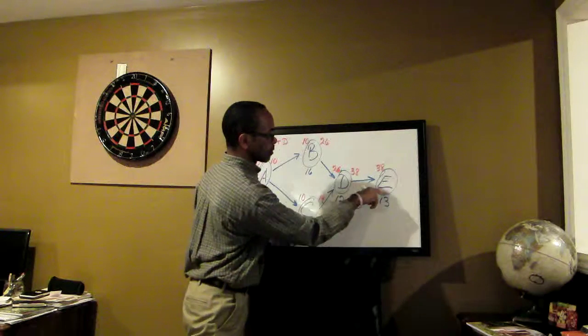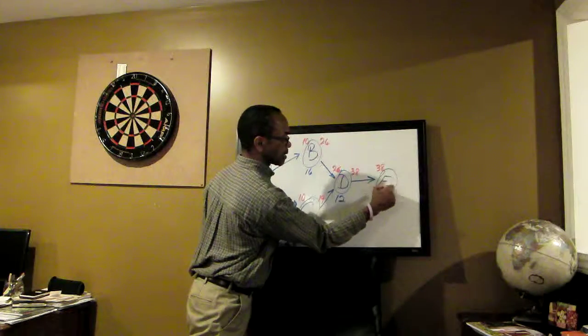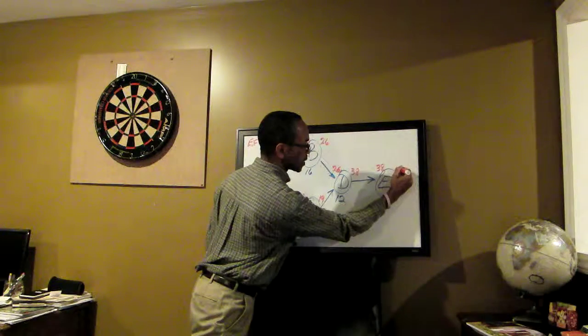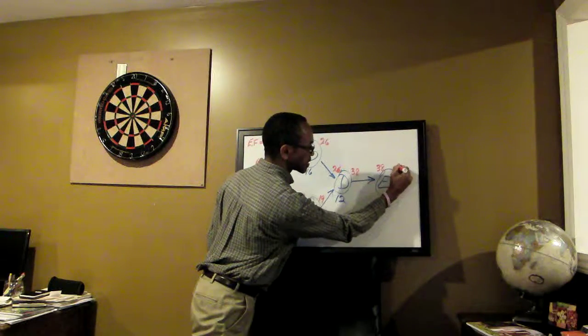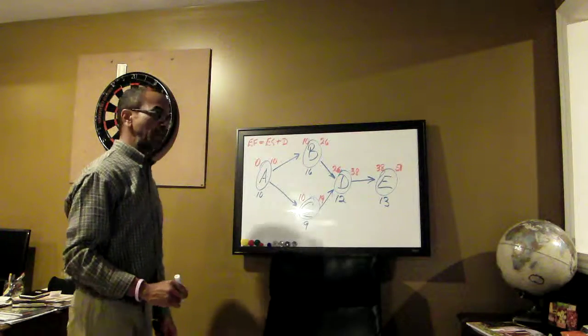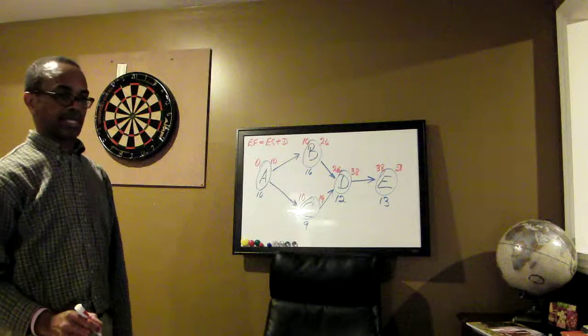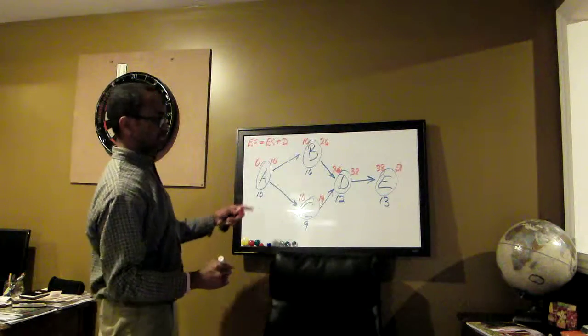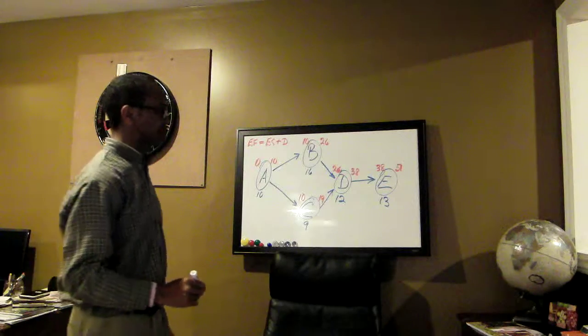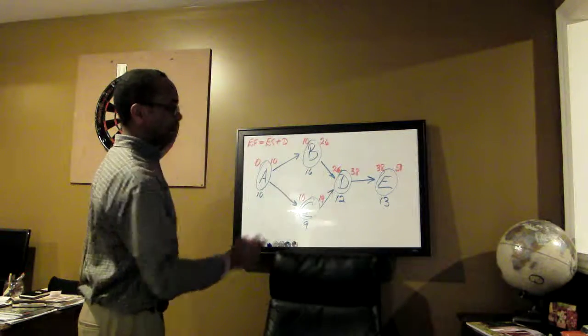So our duration plus our early start here gives us our early finish on E, which is 13 plus 38, that's 51. So that tells us that the duration of our project is 51 days. That's the earliest we can complete our project, 51 days. So we've done the forward pass.